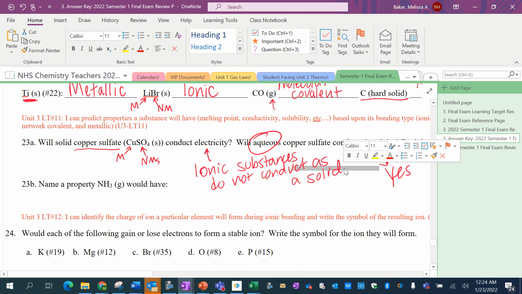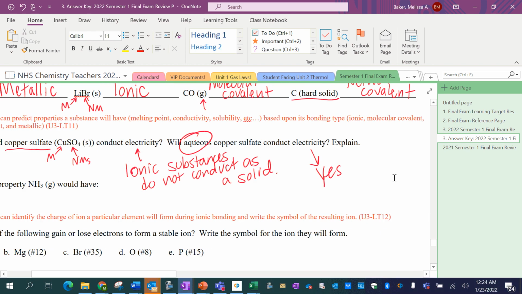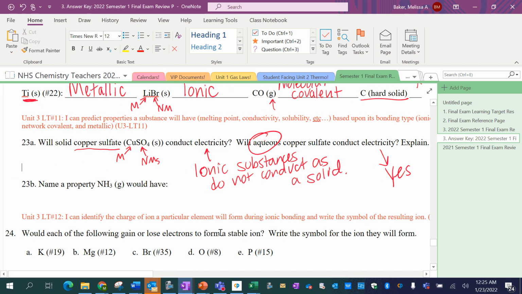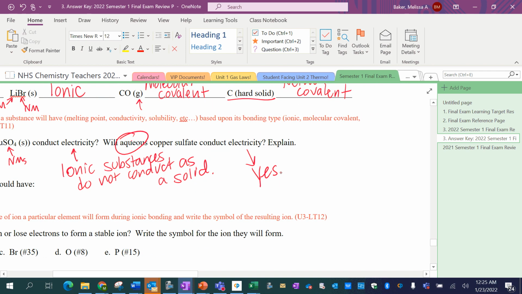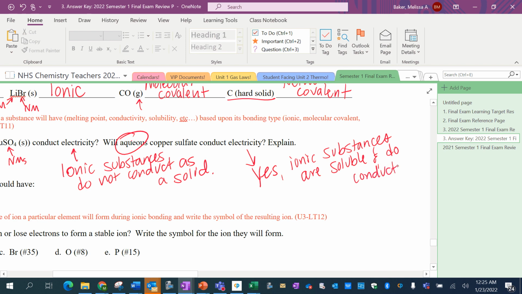Explain. Oops. Let me see if I can type. It's not going to let me. Okay. Ionic substances are soluble and do conduct as a solution.